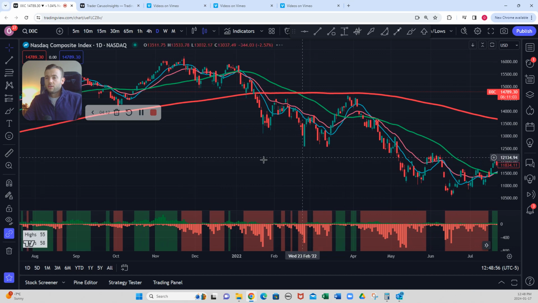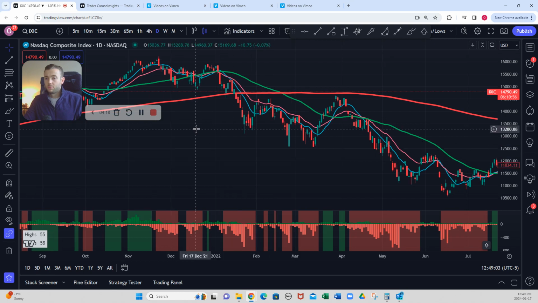So you can just take this indicator, flip through the price action, do your own study, come to your own conclusions, but this is what I found to be a really helpful tool.